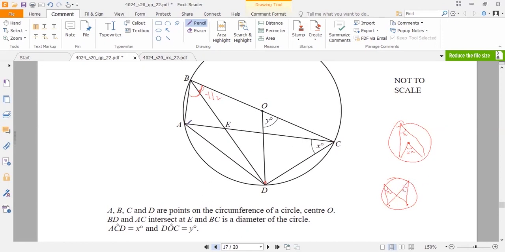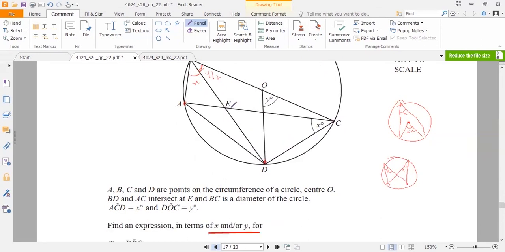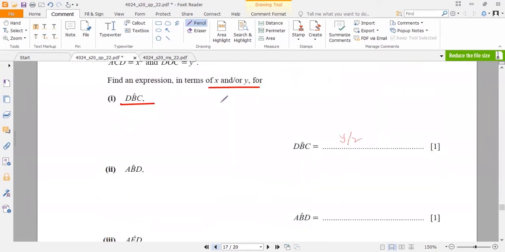Similarly, A and D are these two common points, and here we have X. So obviously this angle will also be X. As you can see over here, there are two common points and both of them are touching the circumference as well. So ABD is equal to ACB. Its value is X.